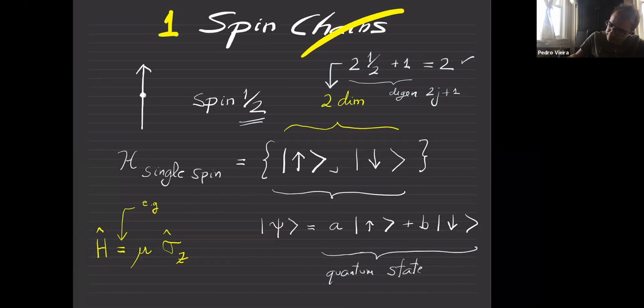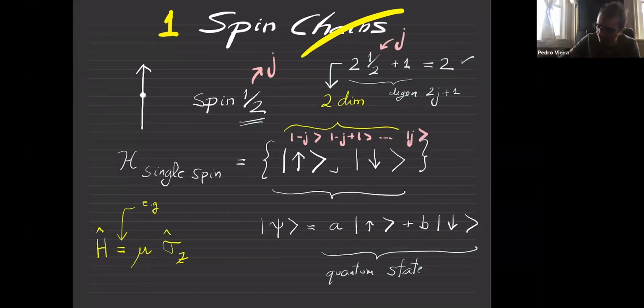So let's write it here with a different color, that if instead I would generalize this to spin J, then here there would be J. So the dimension would be 2J plus 1, and this Hilbert space would be spanned by, in that case, I could say that I start from minus J, plus one, dot, dot, dot, all the way to J. And this would be the 2J plus one dimensional space, and this would be a spin J.